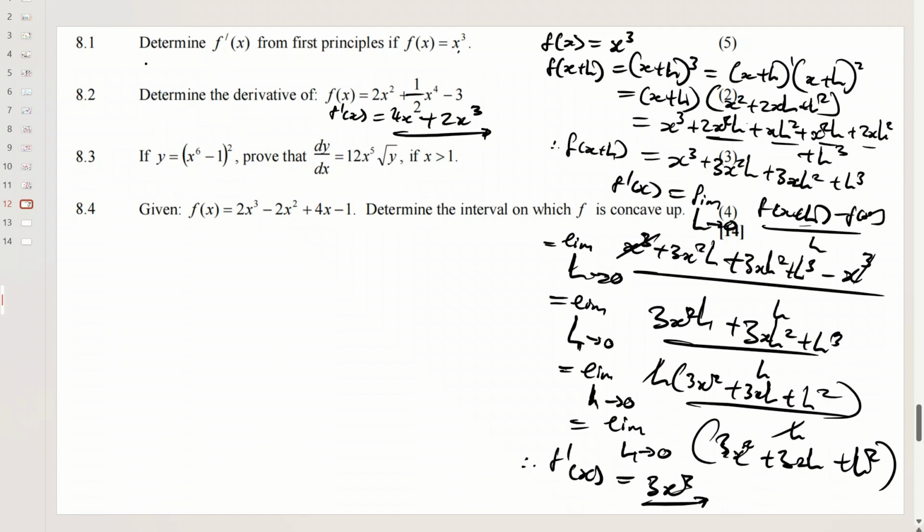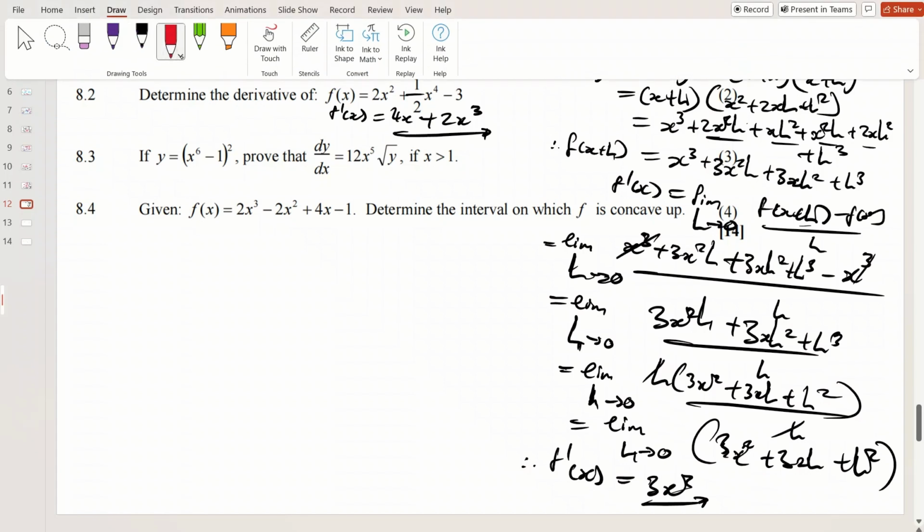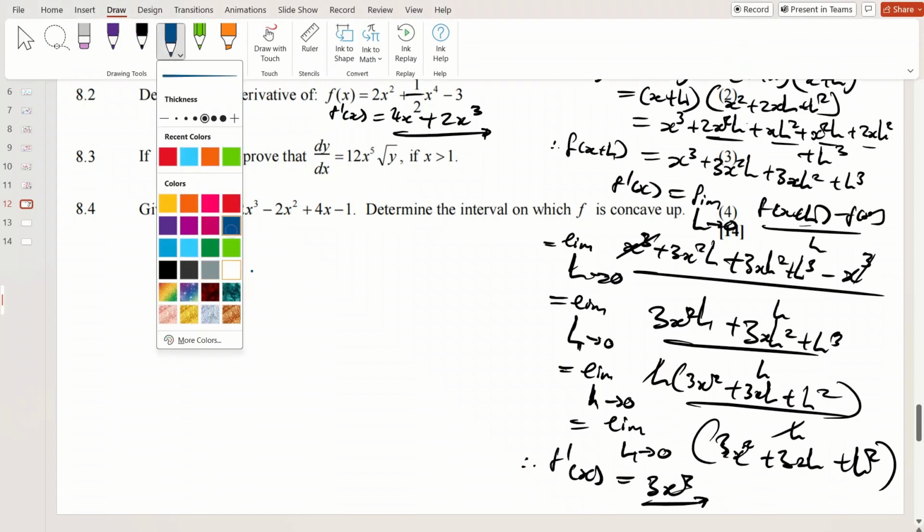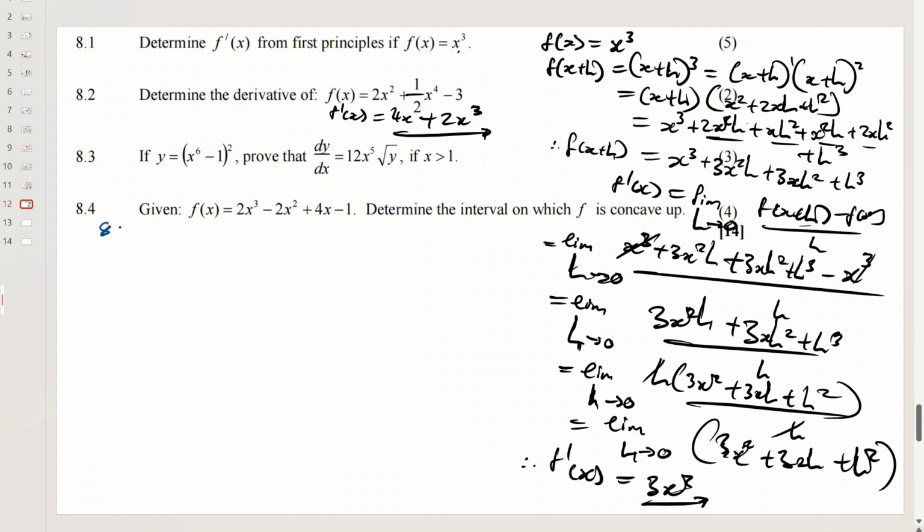So now, let's take a look at this one. For 8.3, guys, they say if y is that, prove that the derivative of y, your dependent variable, with respect to x, will give you this. So we are required to prove this here. Yes. So now deal with this.